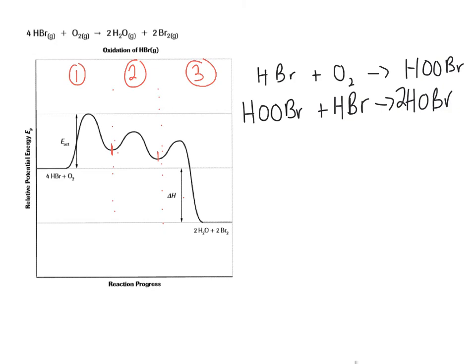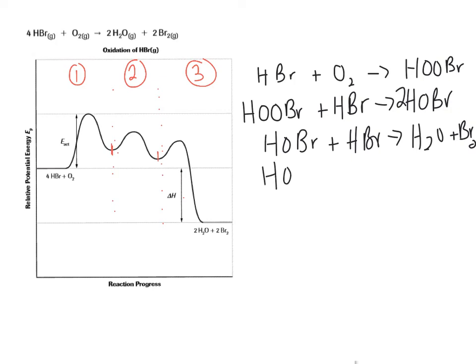So I'm going to say that the next step happens twice. So HOBr plus HBr will go to H2O and Br2. We're starting to get our products. This has to happen twice to get rid of the 2 HOBr.